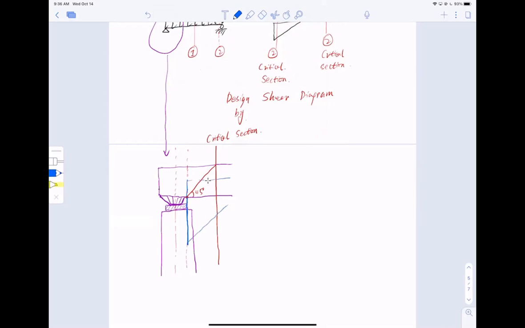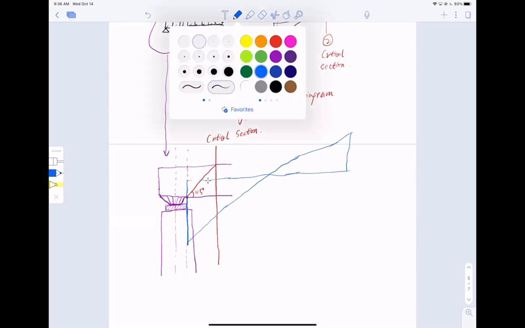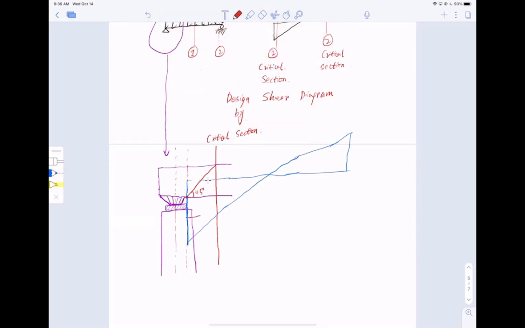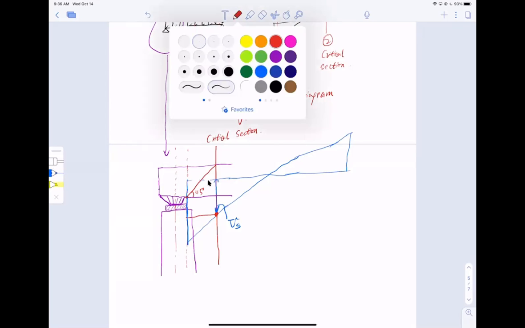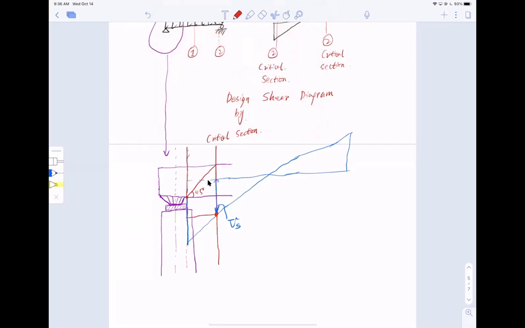But we truncate it. Imagine this is the extended shear diagram, and you have the other half go the other way, but we truncate it. So we're going to use this section right here, which means we're going to use the shear value at this point to design for it. The distance from the edge to the critical section here is d. So this is the critical section.